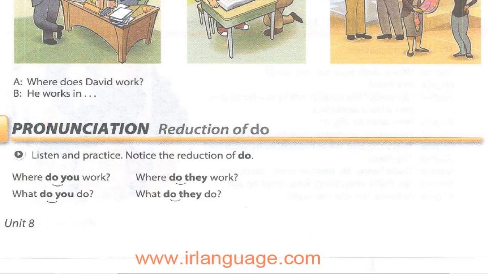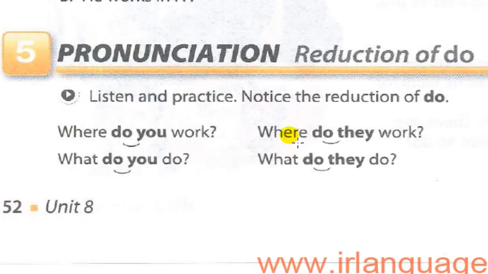Exercise number 5. Page 52, Exercise 5, Pronunciation. Reduction of do. Listen and practice. Notice the reduction of do. Where do you work? What do you do? Where do they work? What do they do?